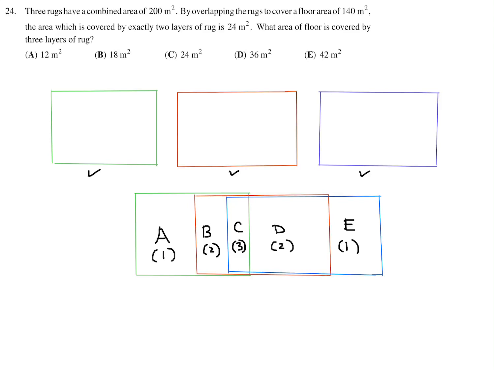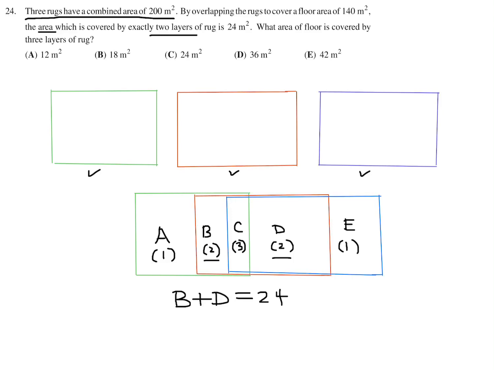Now let's look at the question. They gave us quite a bit of information, so that's good. They told us that the area that is covered by 2 layers of the rug is 24. So in our question, that's B and D. So B plus D is 24. All right? Then they've also told us that the 3 rugs have a combined area of 200 meters squared. Okay? That will also help us.